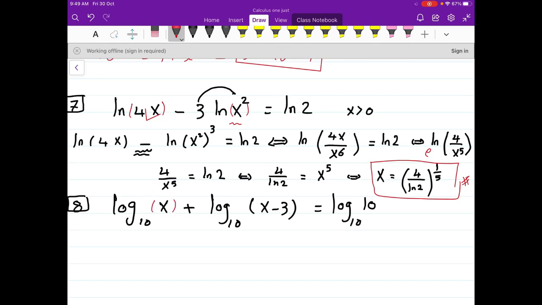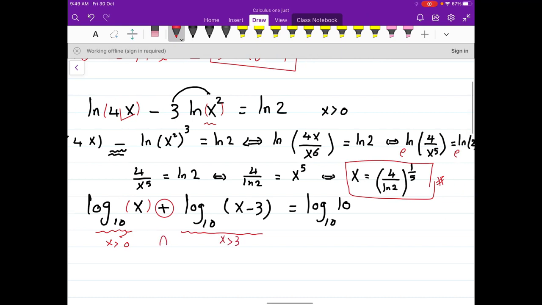Now you have this function and this function, related by addition. What is the domain for this function? The domain for this one, x positive. And the domain for this function, x greater than 3. So the intersection between them, x greater than 3. So we have a condition for x: x must be in the intersection of domain 1 and domain 2.